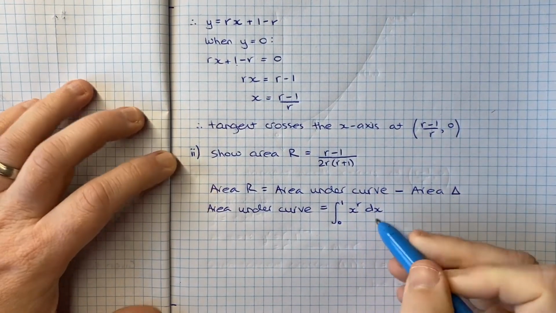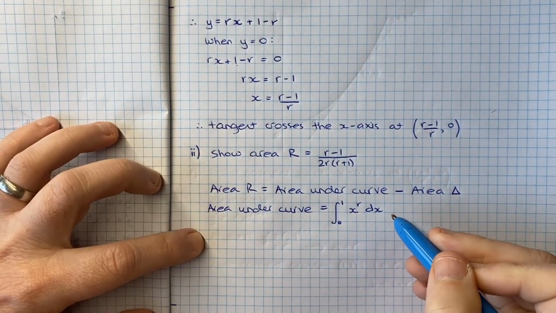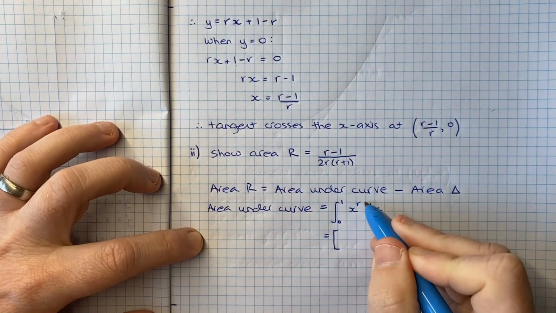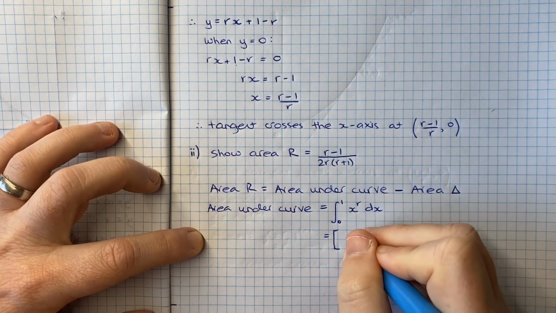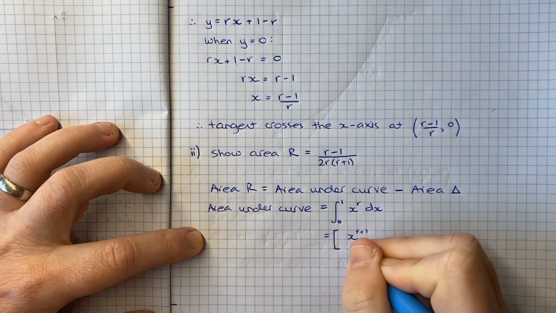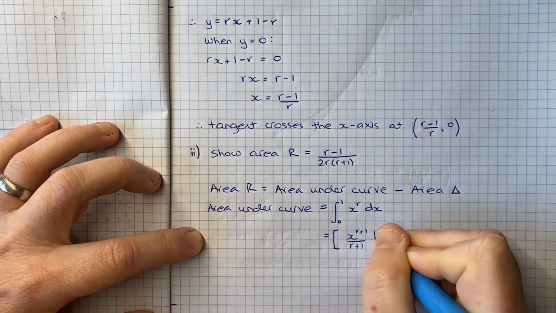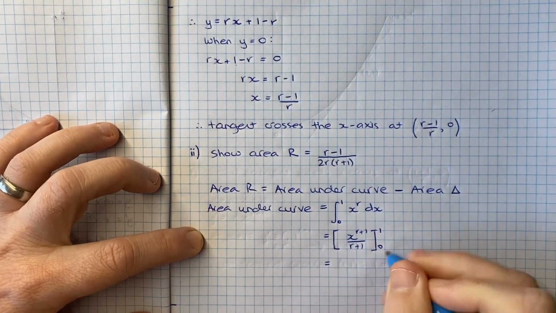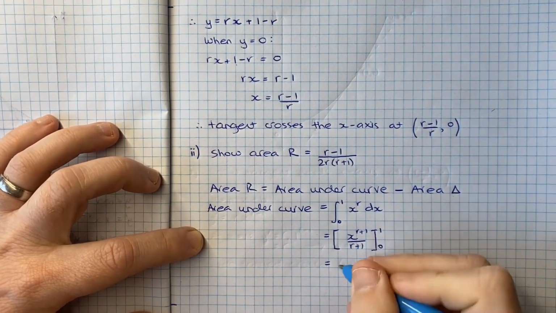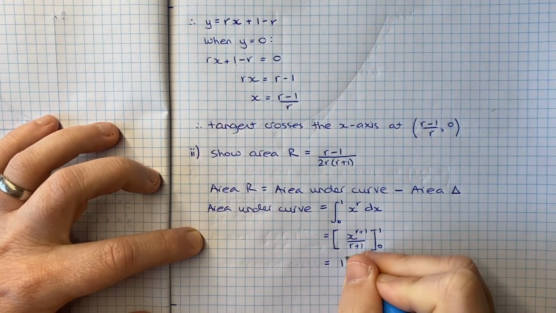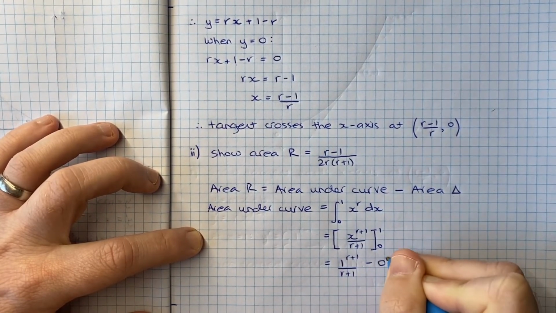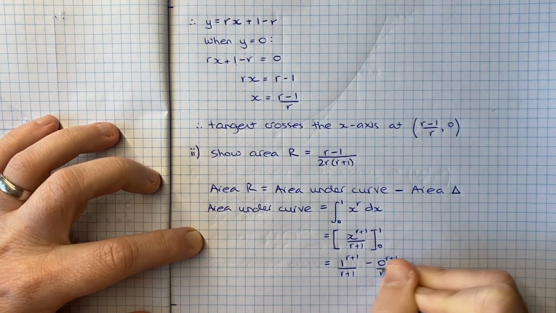And thankfully this is a very simple integral to evaluate. That's just going to be, we add 1 to the exponent and divide by the new exponent. So x to the (r plus 1) on (r plus 1) between 0 and 1. So evaluating that, we'll do the 1 and then we'll do the 0. So that will give us 1 to the (r plus 1) on (r plus 1) minus 0 to the (r plus 1) on (r plus 1).